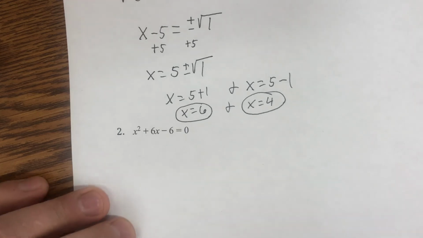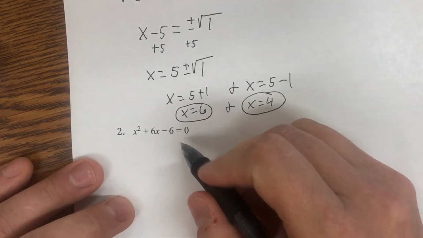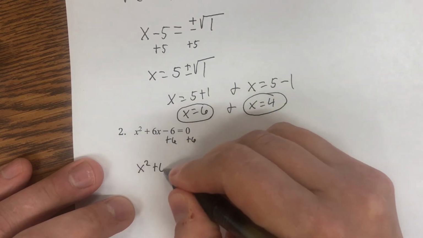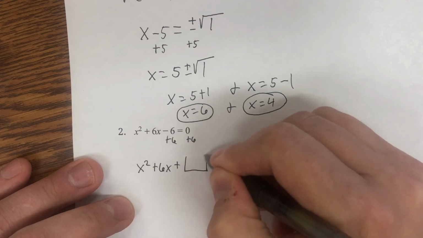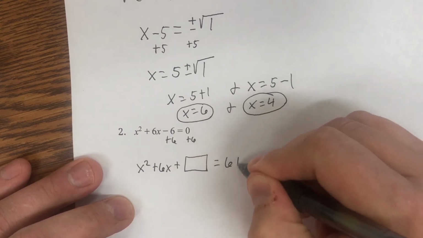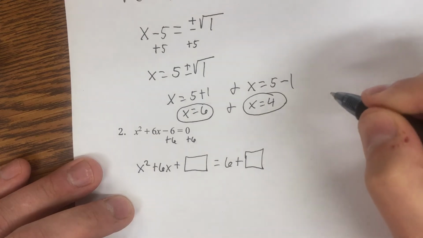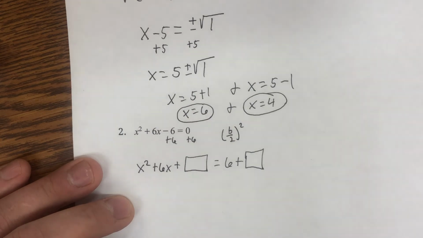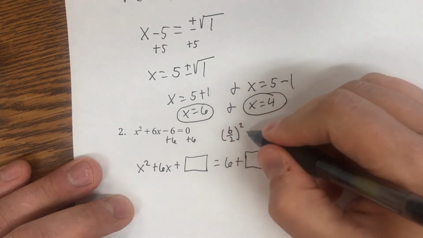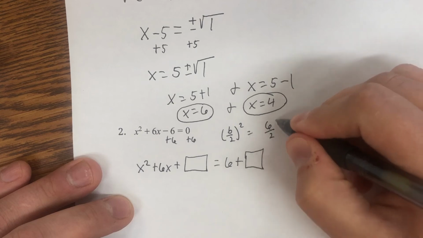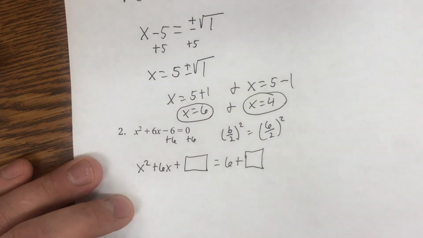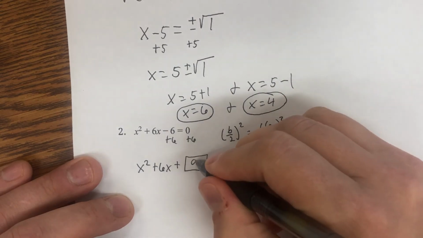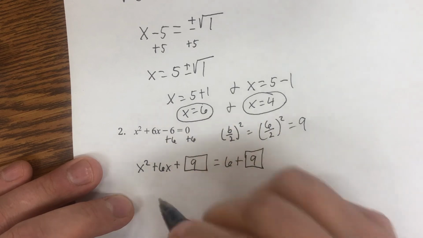The next one. Got to bring the constant to the other side. Add 6, add 6. X squared plus 6x plus our box equals 6 plus another box. Inside the box, b over 2 squared. In this case, b is 6. So we put 6 in for b. 6 over 2 squared. 6 over 2 is 3. 3 squared is 9. So we are adding 9 to both sides. Now we can factor.